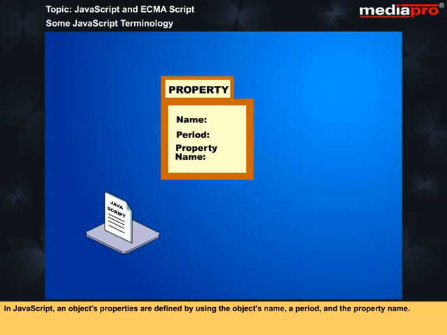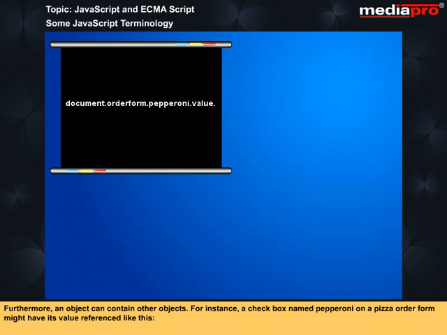In JavaScript, an object's properties are defined by using the object's name, a period, and the property name. Furthermore, an object can contain other objects. For instance, a checkbox named pepperoni on a pizza order form might have its value referenced like this.